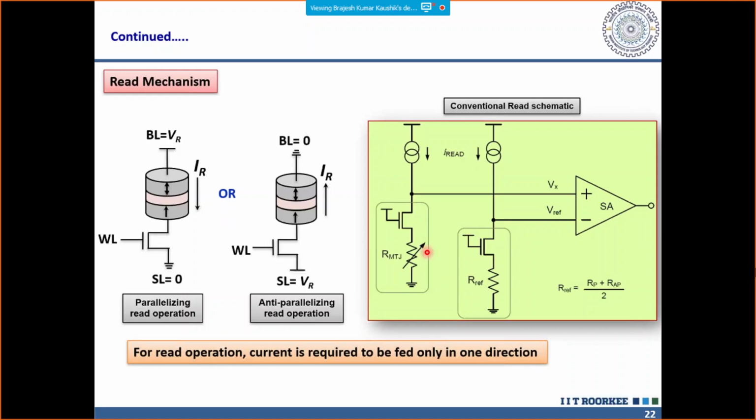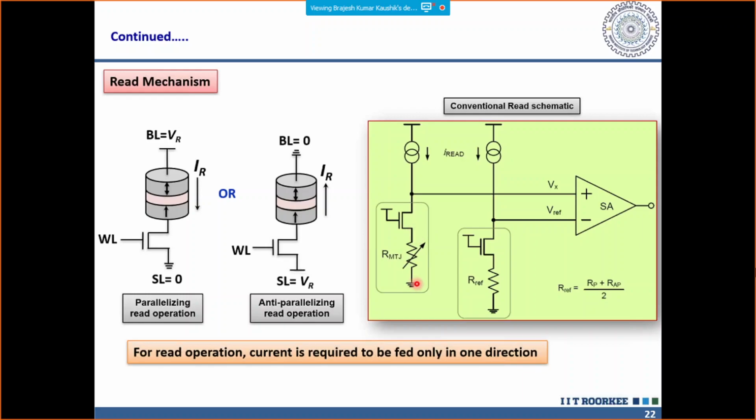So you have this MTJ, it will have a state of either RP or RAP, and this reference resistance is sitting exactly in between. So if the current is higher, what will happen? The voltage generated Vx would be higher, and therefore Vx minus V reference will actually give you the resistance. So if you make a comparison between R MTJ and R reference, if this Vx is large enough in comparison to V reference that you have created earlier, you can really understand that this is the state which has been stored.